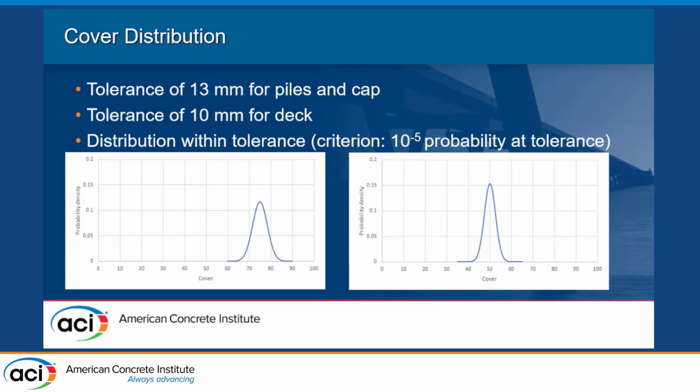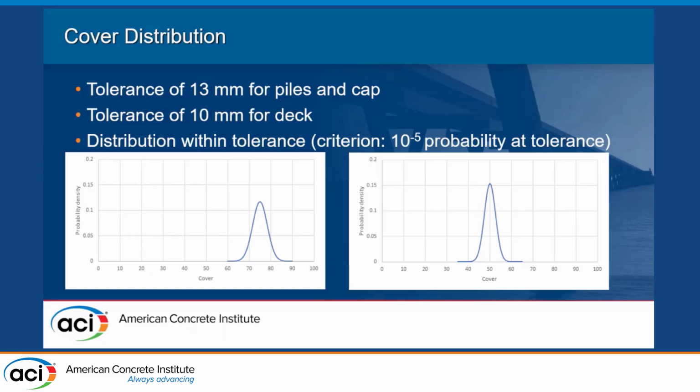Using the ACI 117 tolerances for the dimensions of the piles and the pile cap, it would be a tolerance of 13 millimeters. For the deck, it would be 10 because it's a thinner element. It's less than 300 millimeters.